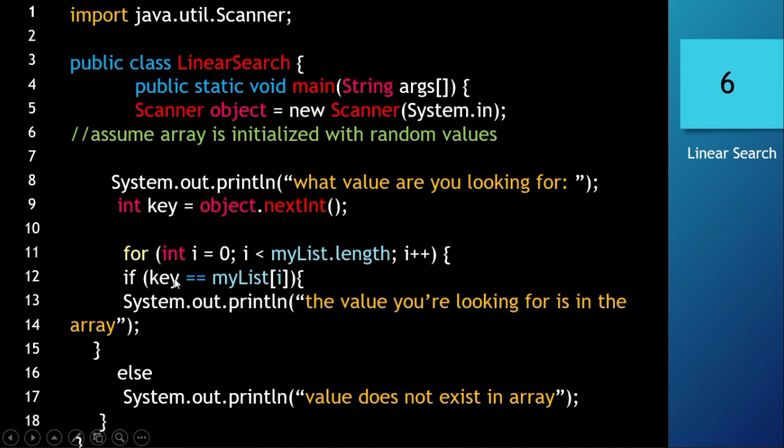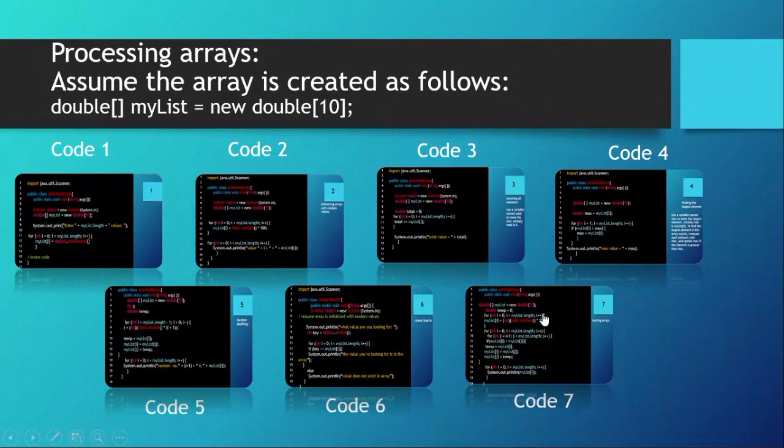Say if key is equal to my list, or let's just say if key and my list brings out true, right? Then System.out.println, the value you're looking for is in the array, or we would say System.out.println myList i, depending on how you write your code, whatever. So you put this else statement, value does not exist in the array. So if you want to look for something in a particular array, you can implement this structure like so, and you can get your inputs or outputs.